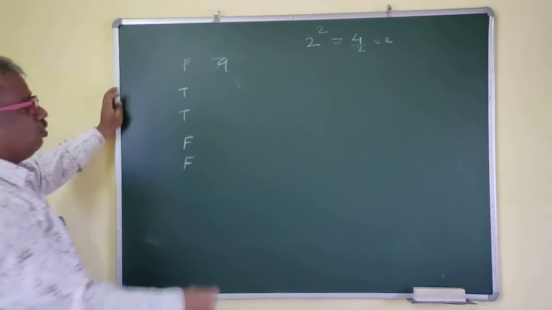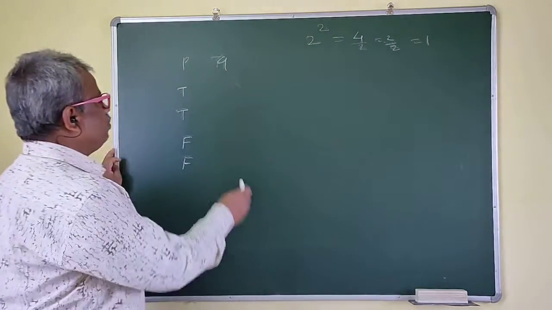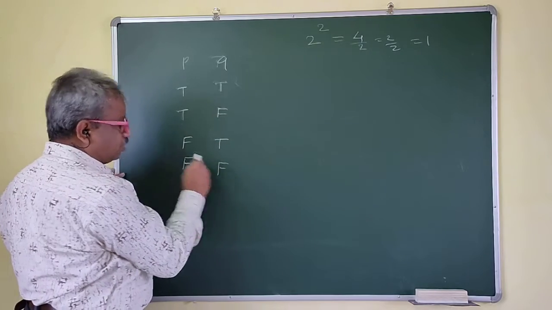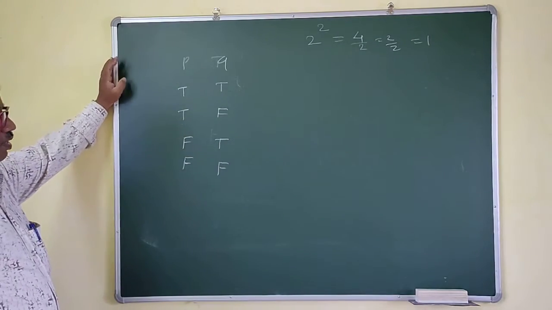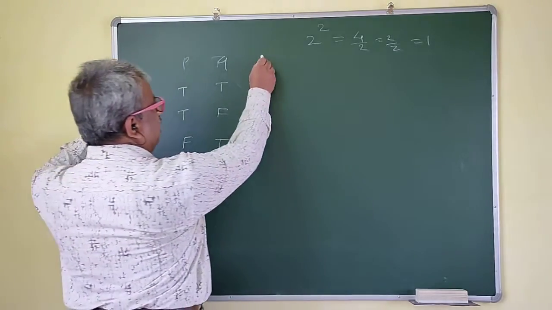For Q, again you have to take the half of that one. So this is 1. So that means what? Alternate you have to write TF, TF. So these are the possible 4 outcomes, right? Now we'll see what is P and Q.